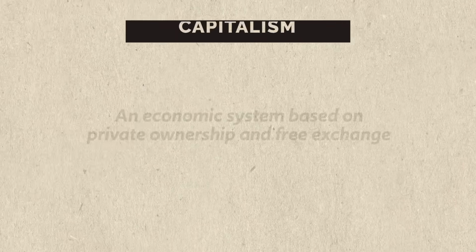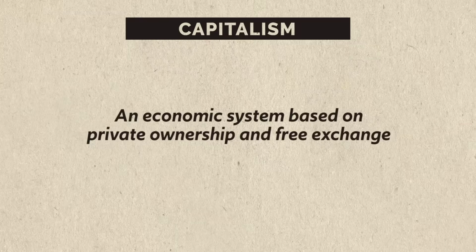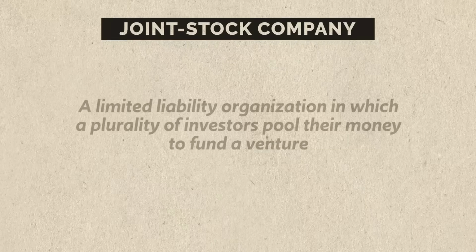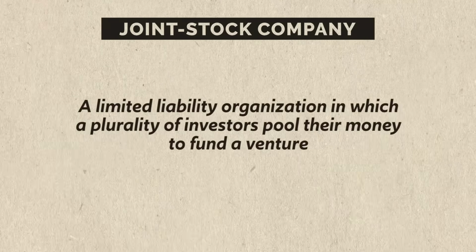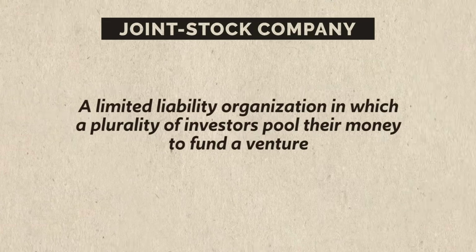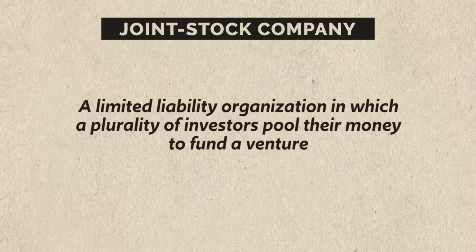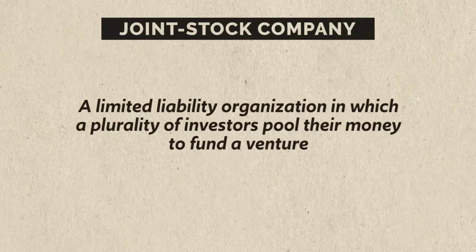Now, capitalism is an economic system based on private ownership and free exchange, and part of the impetus for this shift was the rise of joint stock companies to fund exploration. Now, a joint stock company is just a limited liability organization in which a plurality of investors pooled their money to fund a venture. And the limited liability piece means that if the venture failed, then no one suffered the consequences entirely. But if it succeeded, everyone shared in the profits. And this was a much different model for funding exploration than the state-sponsored exploration like you saw in Spain.